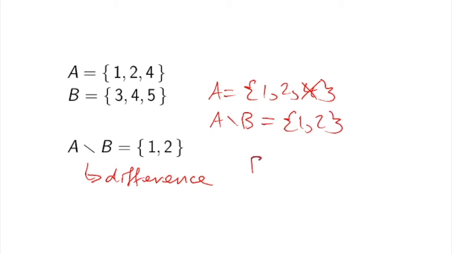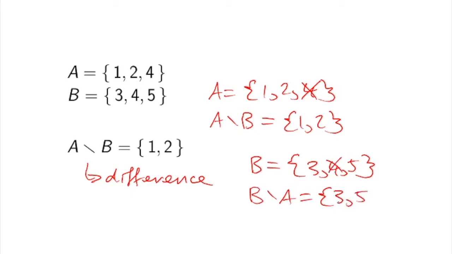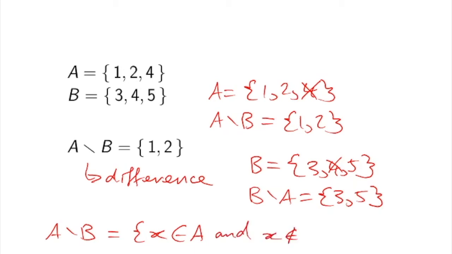Similarly, we can do it with the elements in B. Here we have the numbers 3, 4, and 5, and we remove any elements that are also in A. Since 4 is in A as well, we remove 4, and what we have left is 3 and 5. Similar to what we did before, we can rewrite A/B as the following: in order to be in A/B, x has to be in A and x must not be in B.